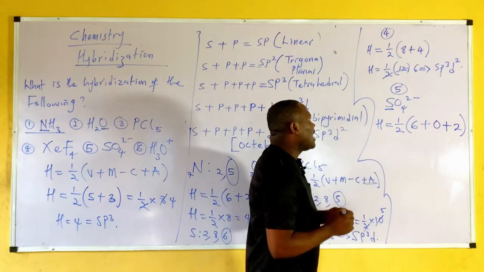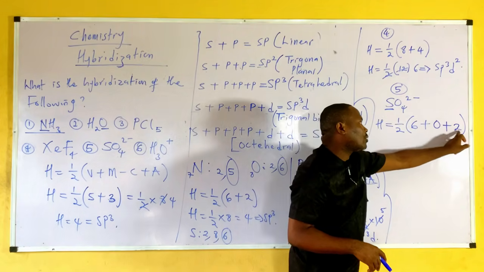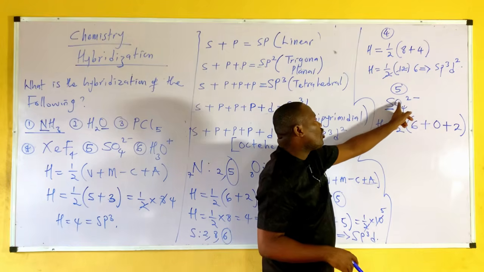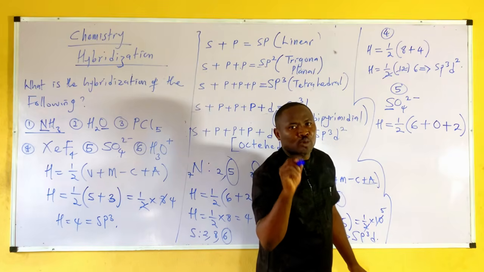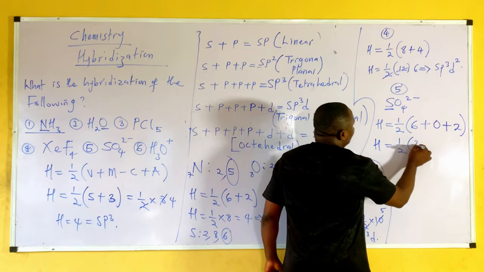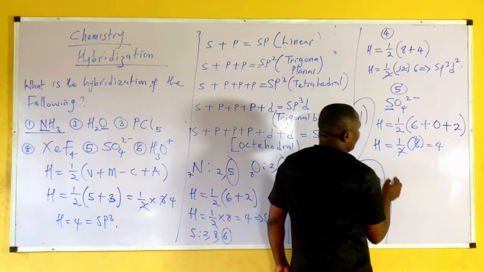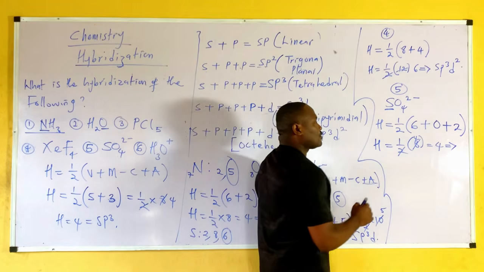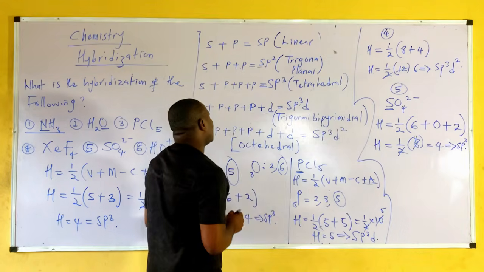Please take note of this. We add anion, but we subtract cation. So we have 2 anion. That's why I'm putting plus 2. I am putting 0 here instead of 4 because oxygen is divalent. M is for monovalent atom, not divalent atom. So now what is H equal to? 1 over 2 bracket 8. This cancel this 4. So the answer is 4. So for this particular ion, if hybridization equals 4, it is sp3 hybridized.